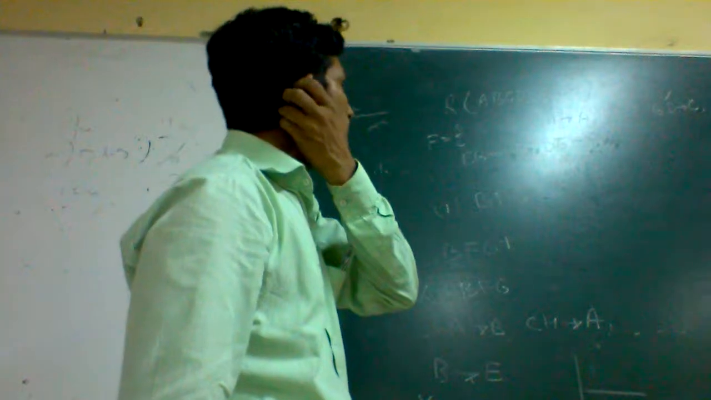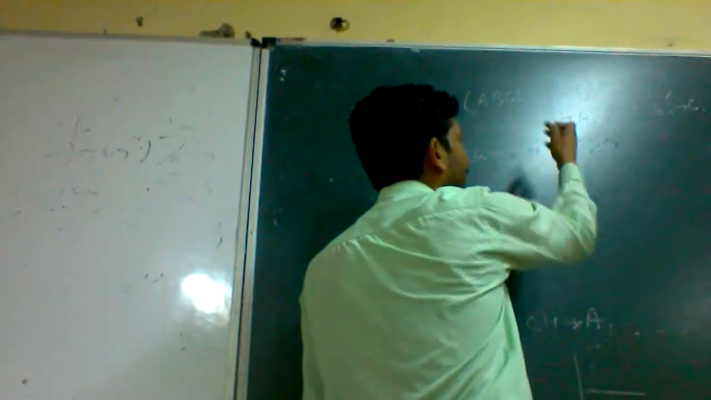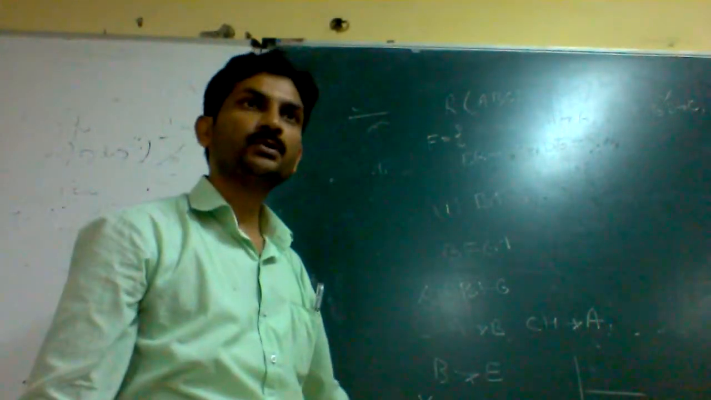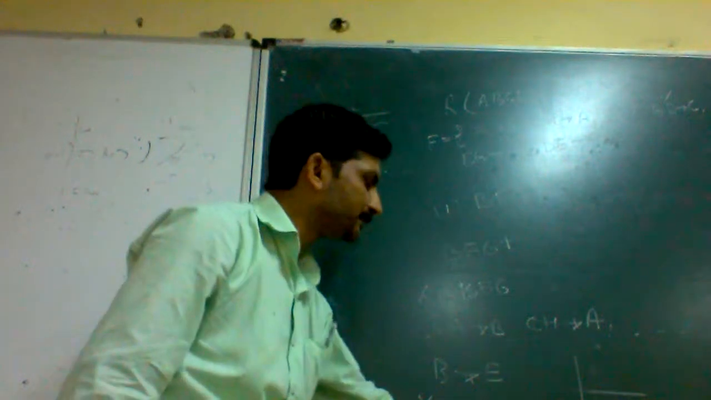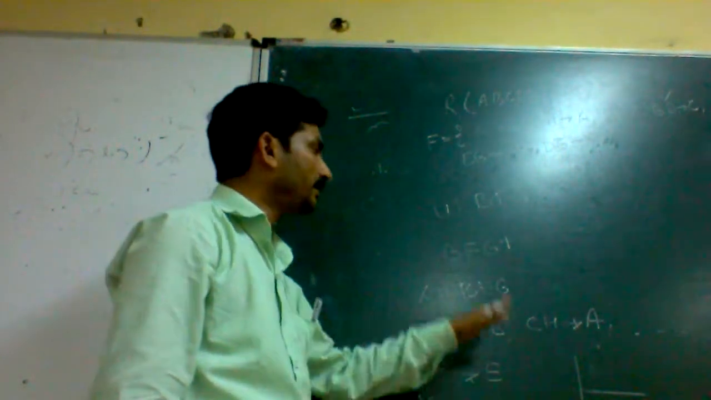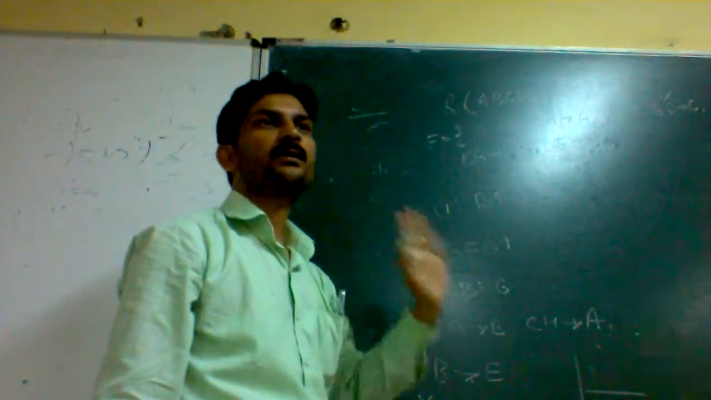Now check for D, E tends to F. D is not a member of this one, so the final answer is this one. So this BFG plus is not equal to AE, so it is wrong.